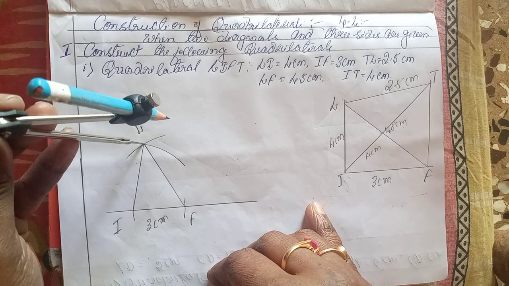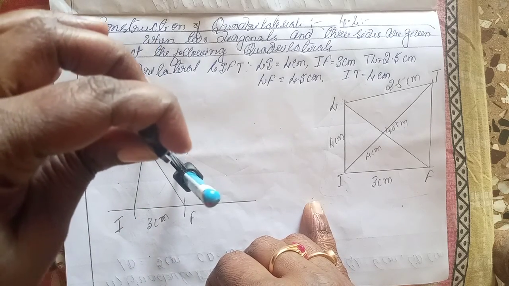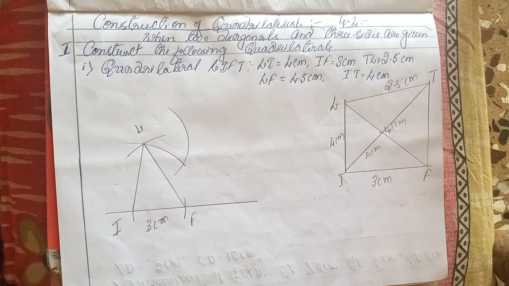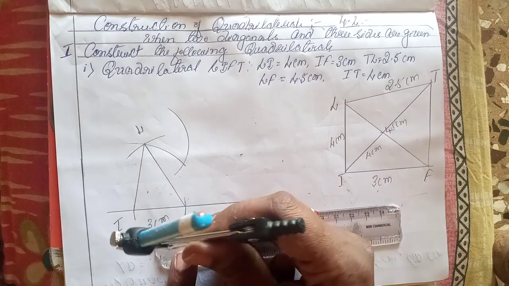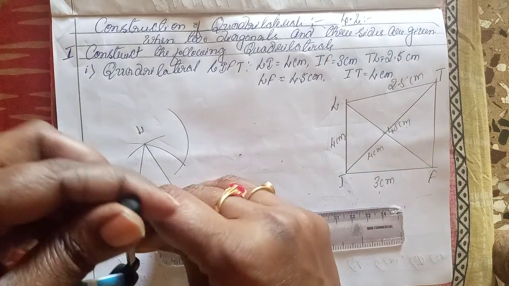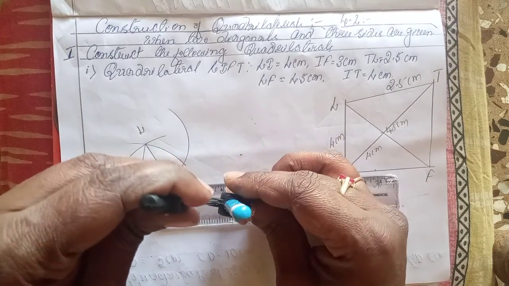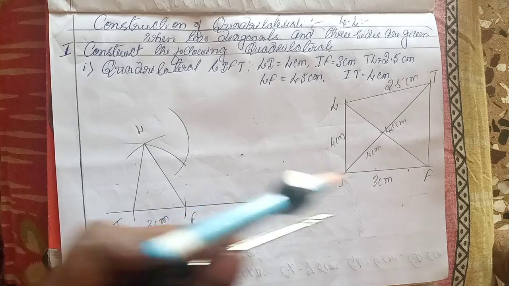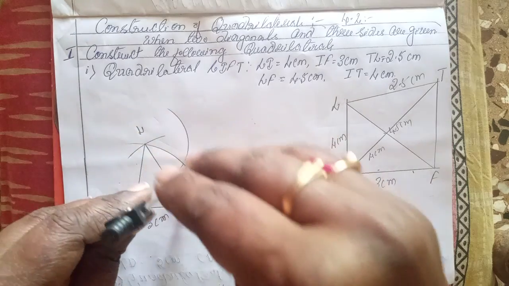It's a very small quadrilateral you are getting. Cut an arc like this. Now what we know is IT is another diagonal. The measurement of IT is equal to 4 centimeter. Take the measurement of 4 centimeter like this. Pointing it on the point I, cut an arc.